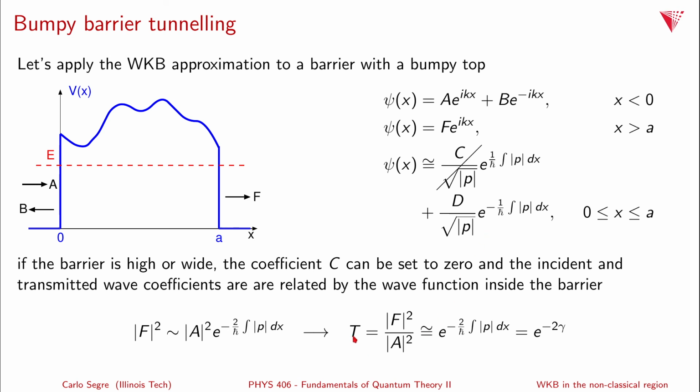And the transmission coefficient, not transmission coefficient, but transmittivity, is F squared over A squared, which is now approximately equal to e to the minus 2 over h bar integral of the absolute value of the momentum dx, equals e to the minus 2 times gamma, which is this integral here, divided by h bar.